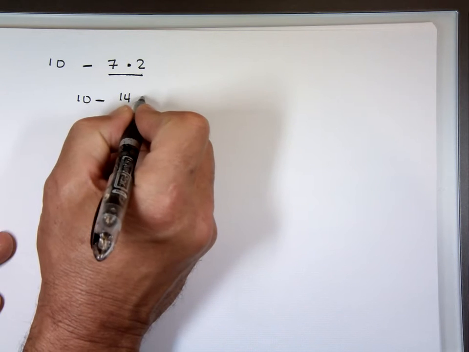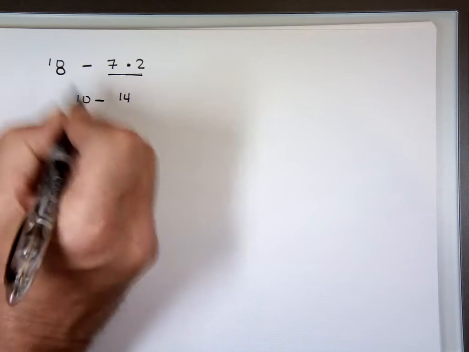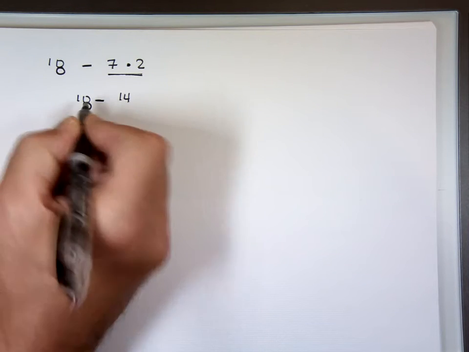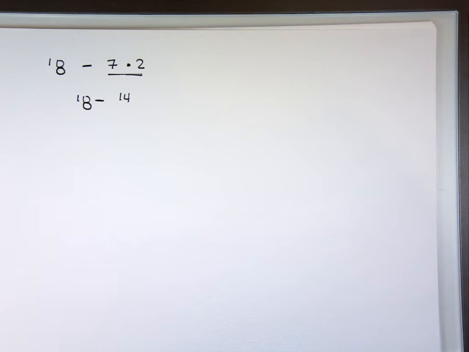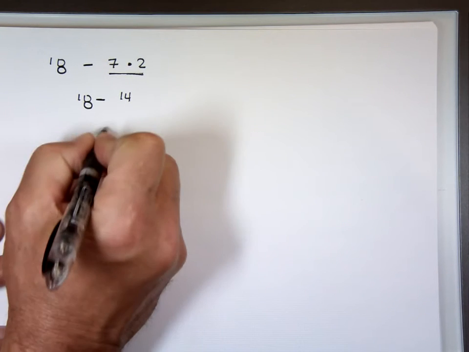That's it. You know what? We didn't discuss negative numbers yet. Let me change that to 18. You're right, it is negative 4. But we didn't discuss negative numbers yet, so I'll wait on that till we get to them. I wasn't thinking. So now what's 18 minus 14? That's a 4.